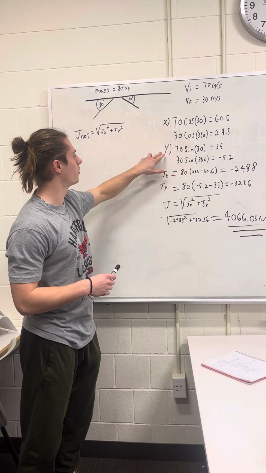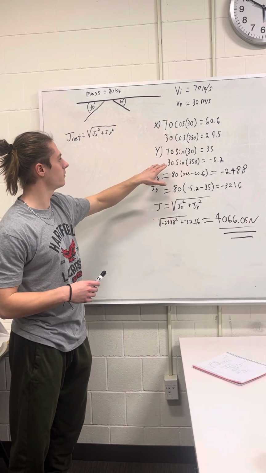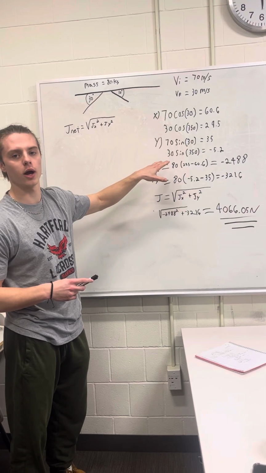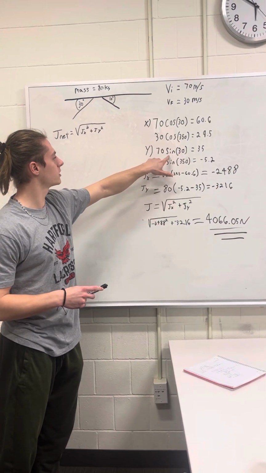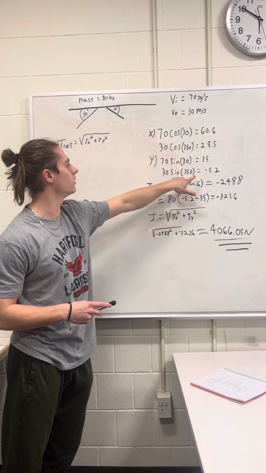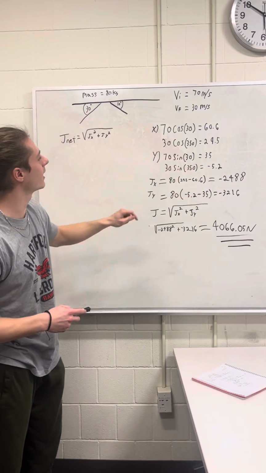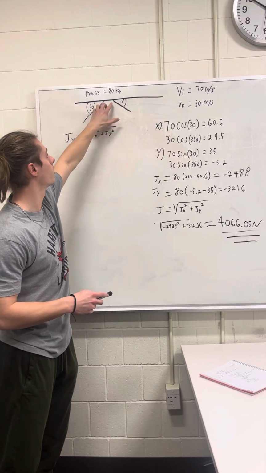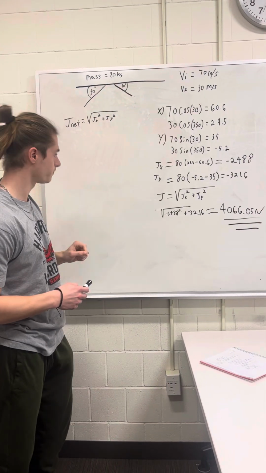Going down to its y component, we would do the same process, but instead of using cosine, we would use sine to find its y component. 70 sine 30 equals 35. 30 sine 350 equals negative 5.2. That's a negative number because in the y coordinate plane, it's moving in a negative direction.